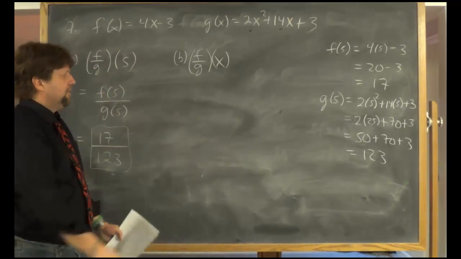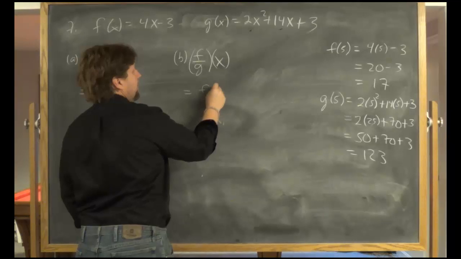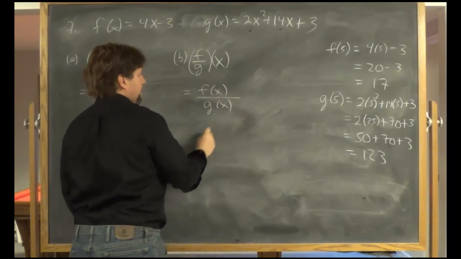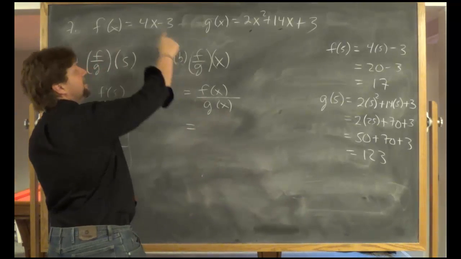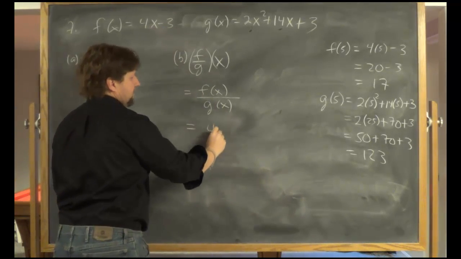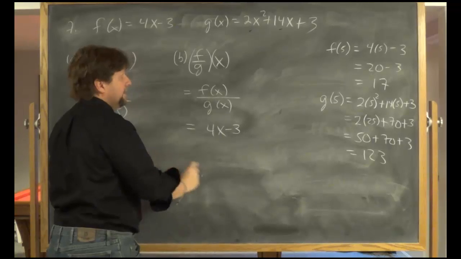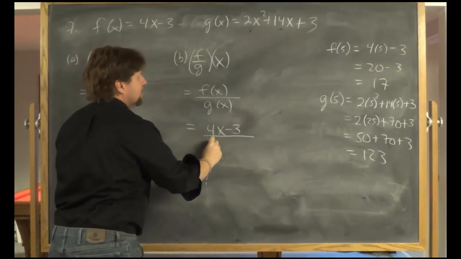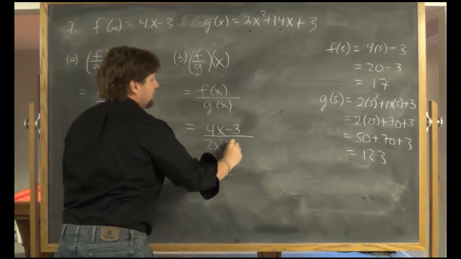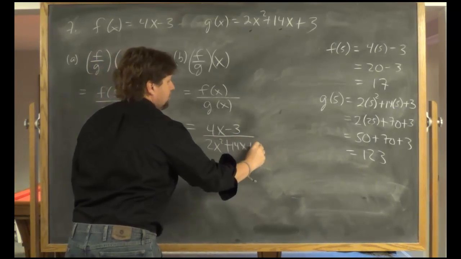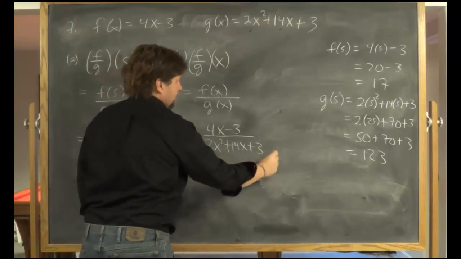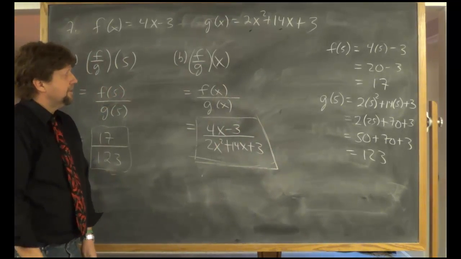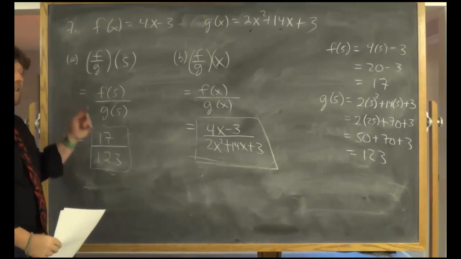Well, f divided by g of x, that's nothing more than f of x over g of x. f of x is 4x minus 3, so f of x is 4x minus 3 over g of x. Well, there's your g of x, 2x squared plus 14x plus 3. And that's it for part B, f divided by g of x. So that's it for number 7.